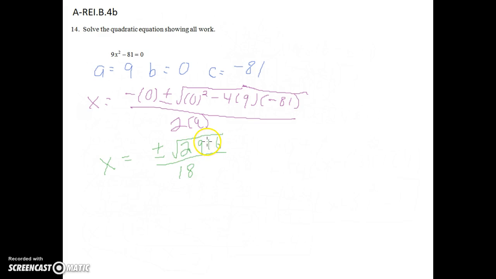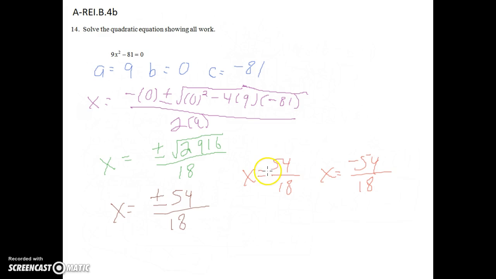So this we're not sure of if it's a perfect square or not right away, because that's a really big number. But if we check it in the calculator, it turns out that it is, which makes our life pretty easy. So we get positive or negative 54 over 18. So we're going to split this up once, where it's positive 54 over 18, and again when it's negative 54 over 18.